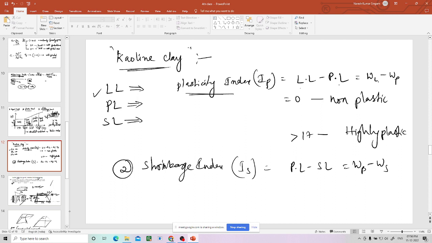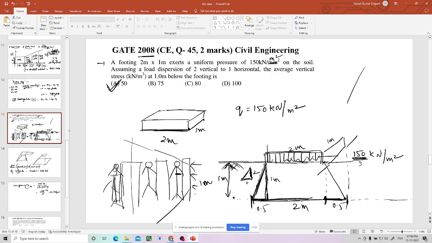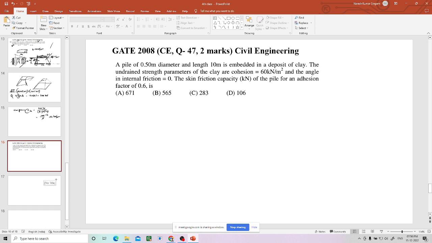For the timing, I think we can close the session. These are the minimum required to classify a soil. Plasticity index, you should know how to find out. And we have solved one problem. We could solve the other problem, but this comes under deep foundation. I don't want to introduce it right now. In the upcoming classes, I'll discuss.